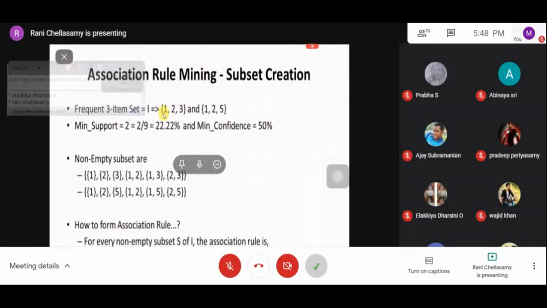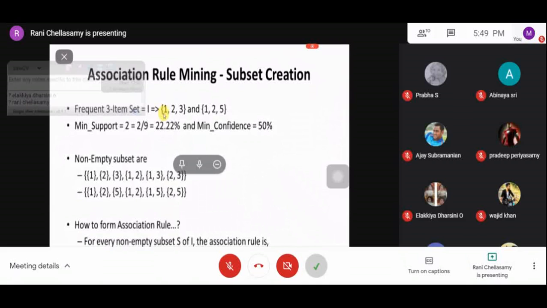So what are the frequent 3 item sets which we have got in the last step? That is going to be called I, consisting of 2 sets: 1, 2, 3 and 1, 2, 5. So with this, we have to use the minimum support, that is 2, and the minimum confidence, which is 50, given in your problem.